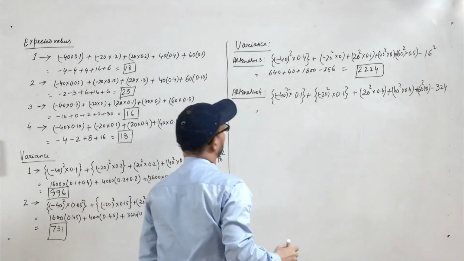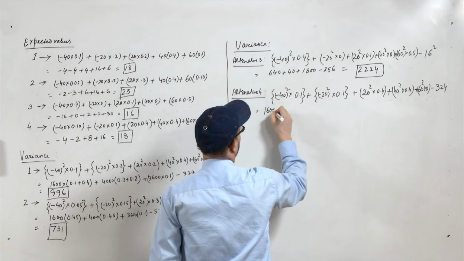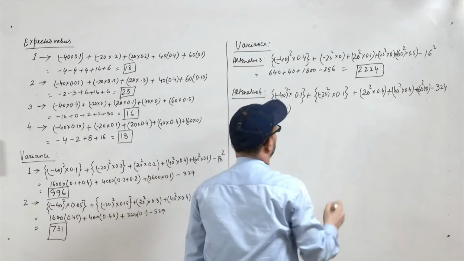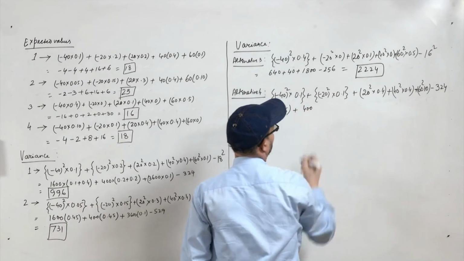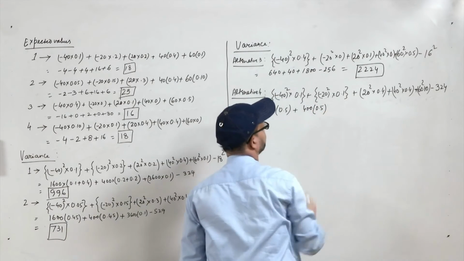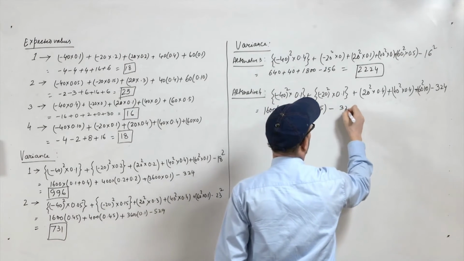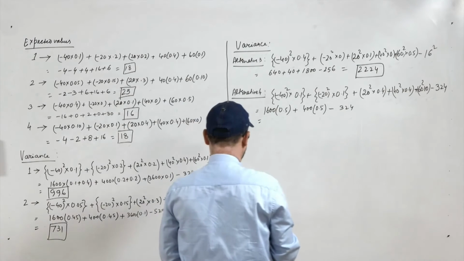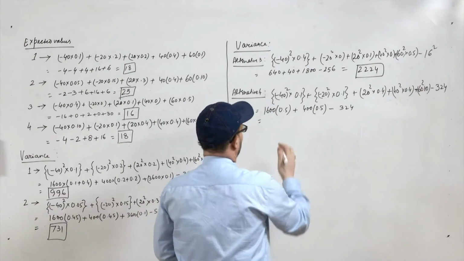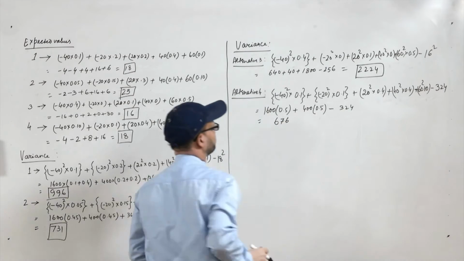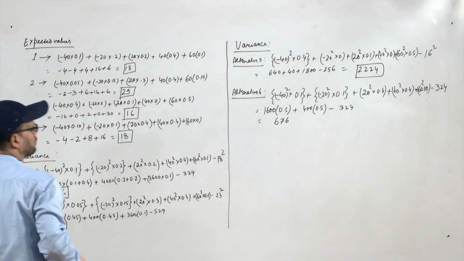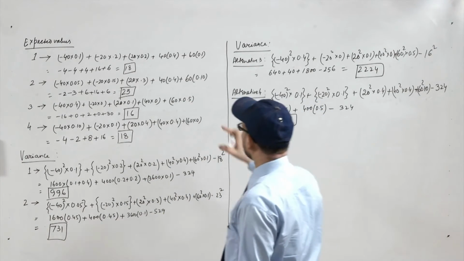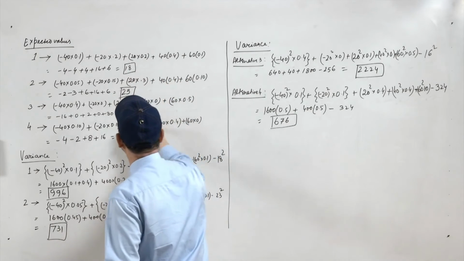So, it will be 1600 multiplied by 0.5 plus 400 multiplied by 0.5 minus 324, and this will be equal to 676. So, what we see is that the expected values are coming as 18, 23, 16 and 18.